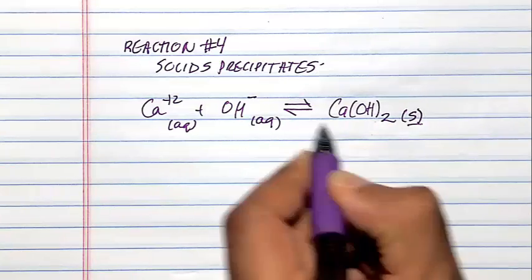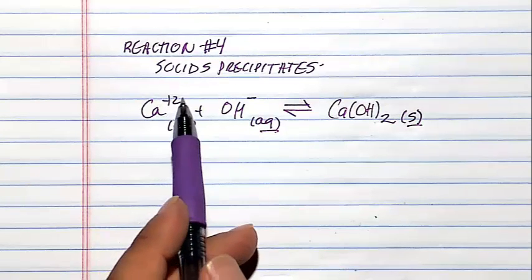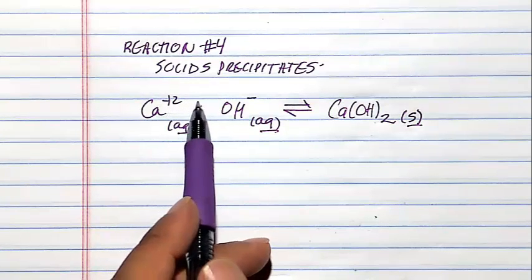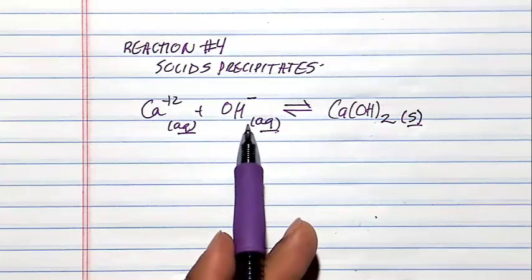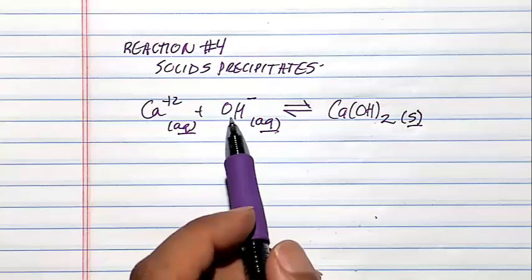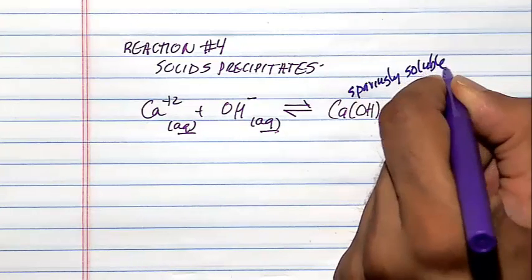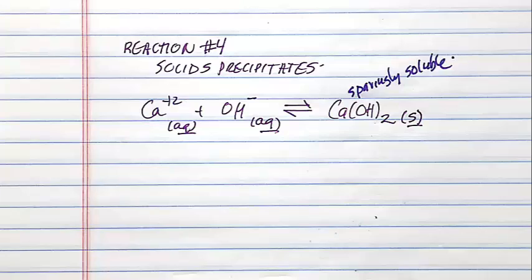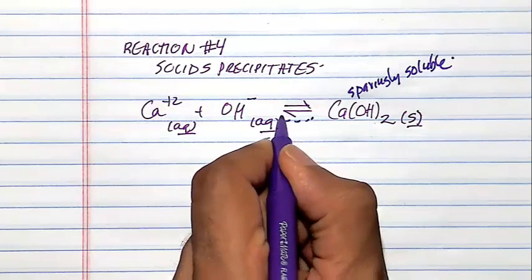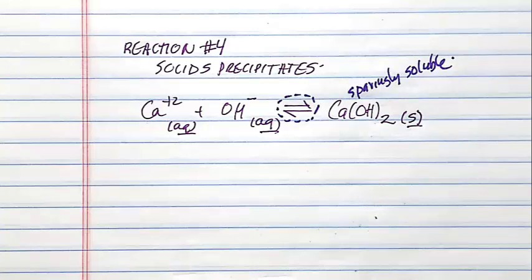Notice my states: solid, aqueous, and aqueous. And notice that I may have a counter ion associated with the calcium. I may have a counter ion associated with the hydroxide group, but it's the calcium ion reacting with the hydroxide ion, forming calcium hydroxide. We call calcium hydroxide sparingly soluble, and the reason why it sometimes gets that moniker is, again, by virtue of that double arrow. It does not proceed to 100% completion.